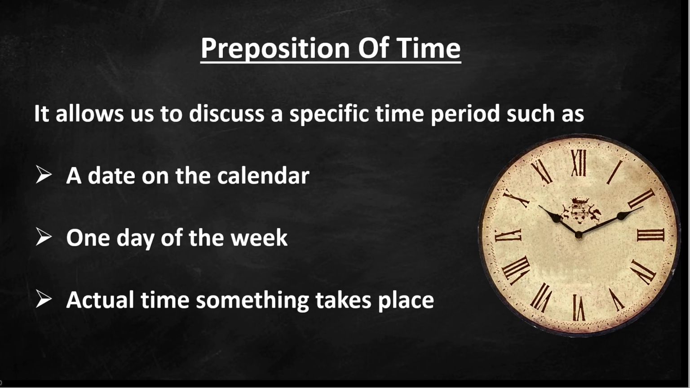Now, preposition of time allows us to discuss a particular time period. Let's look at the examples. What is it? A date on the calendar, one day of the week, actual time when something takes place. These are the three categories where we use the preposition of time.